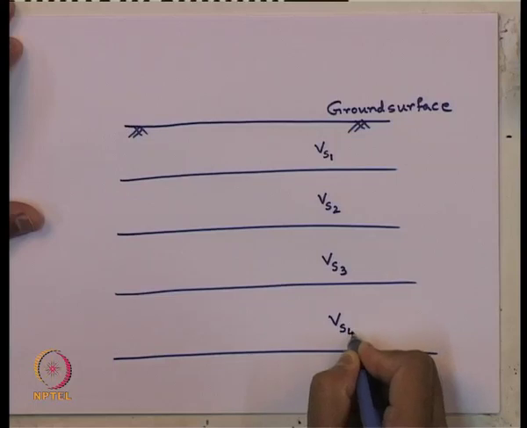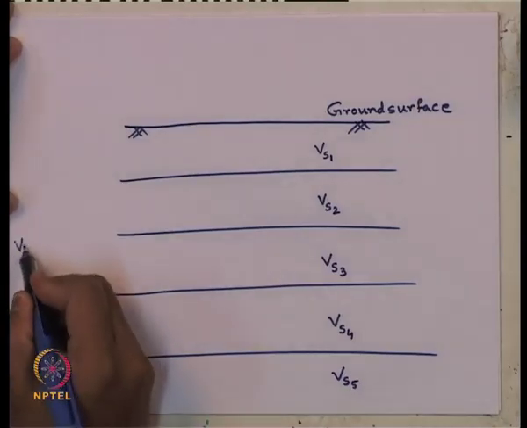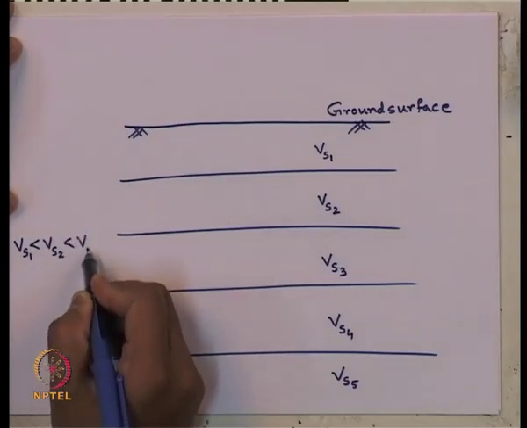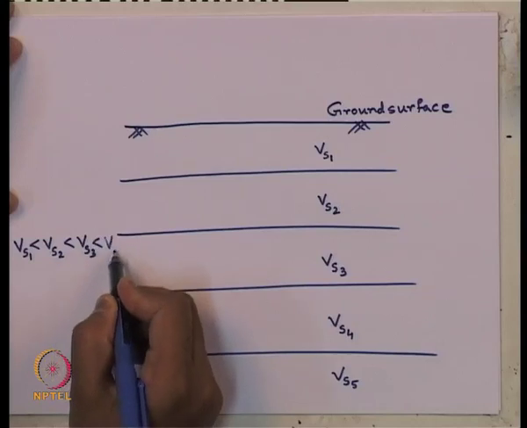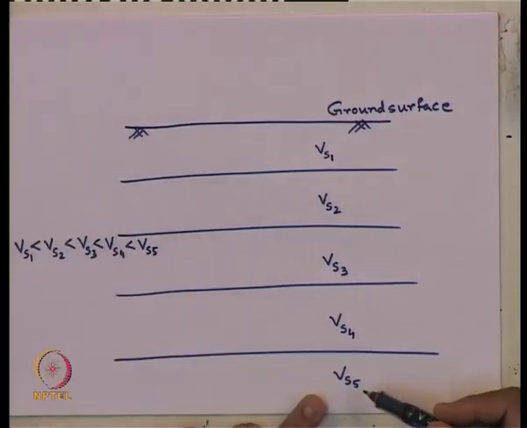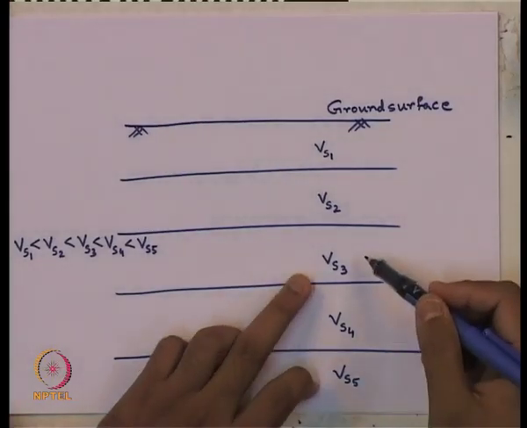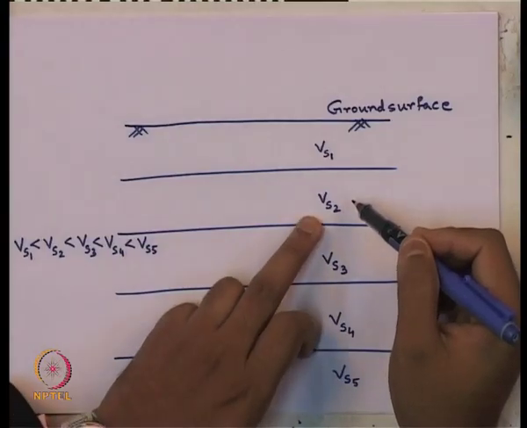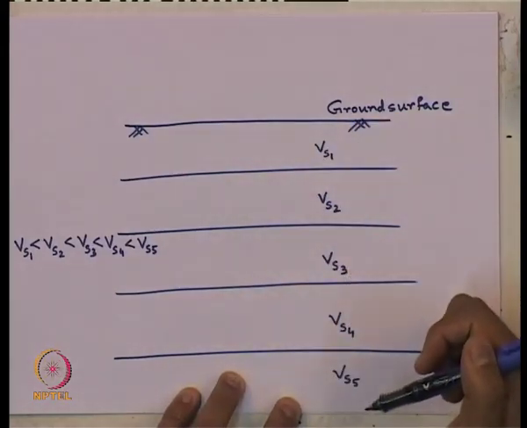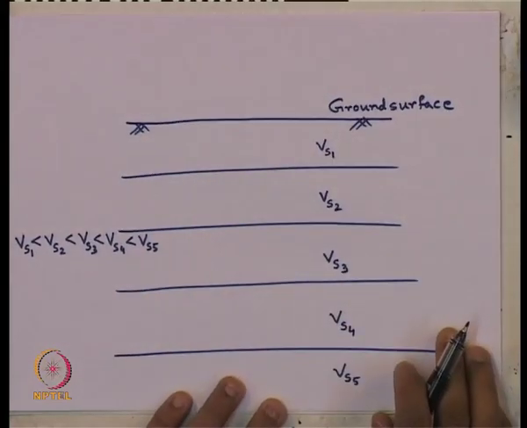in this layer Vs4, in this layer Vs5, and so on, in such a way that typically Vs1 is much less than Vs2, which is much less than Vs3, then this is much less than Vs4, and this is less than Vs5. What does it mean? This is a stiffer layer compared to this one, then this is stiffer than this one, and this is stiffer than this one. So, as we approach the ground surface, the soil condition becomes softer and softer. Typically we are considering it like this.